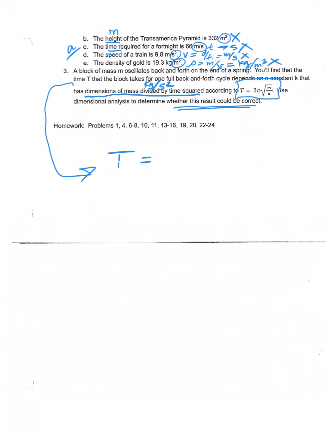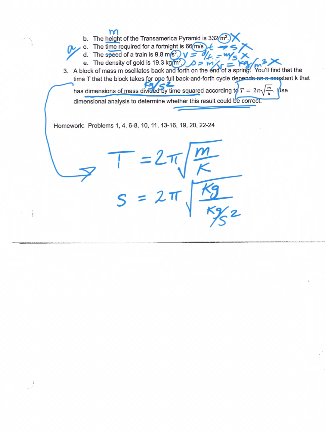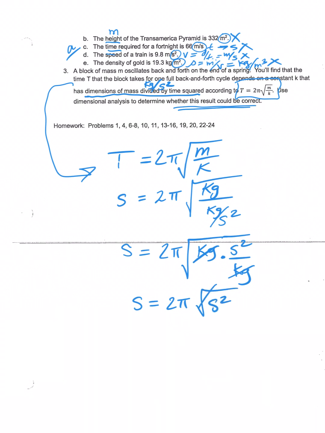So we're going to start with T equals 2 pi, that's unitless, times the square root of m divided by k. We're going to put seconds over here, and check to see if our units are right. Mass is kilograms. K, it says, is kilograms per second squared. Dividing by a fraction is the same as multiplying by its reciprocal, so we get s squared over kilograms times kilograms. Those go away. So we have s equals 2 pi times the square root of s squared. The square root and square go away, so s equals 2 pi times s. 2 pi is unitless, so our units are seconds. So yeah, the two sides are the same.